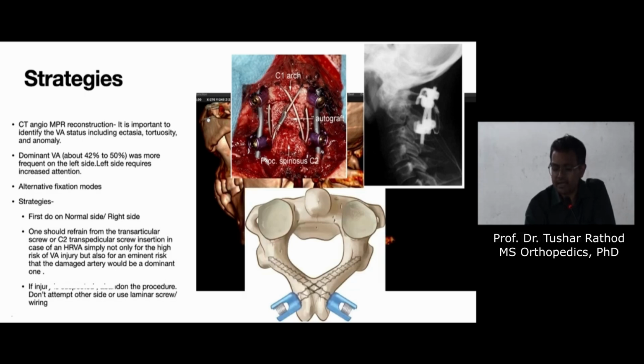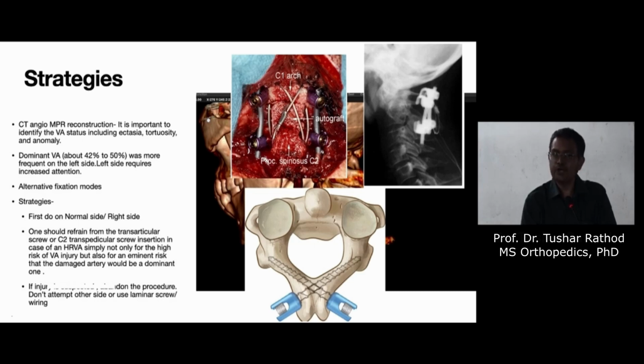I always tell my fellows or residents that you should start with the normal side. You don't want to injure the affected or treacherous course of the vertebral artery, which is usually the right side. But again, remember, the right side or the non-dominant side is the side where the PICA is likely to be more. Always refrain from passing a screw when there is a high-riding vertebral artery.